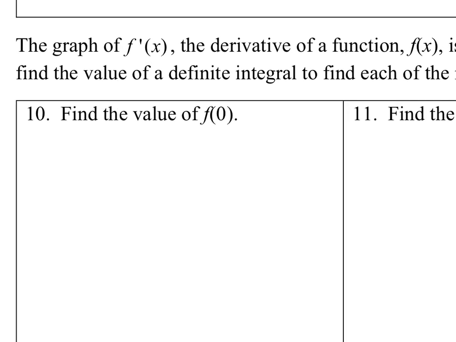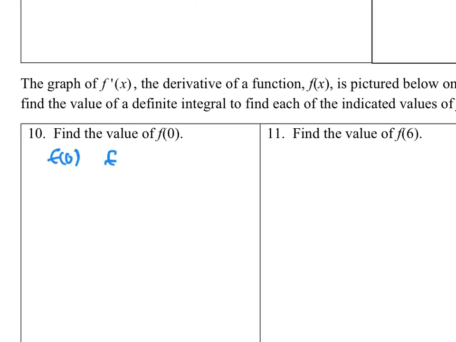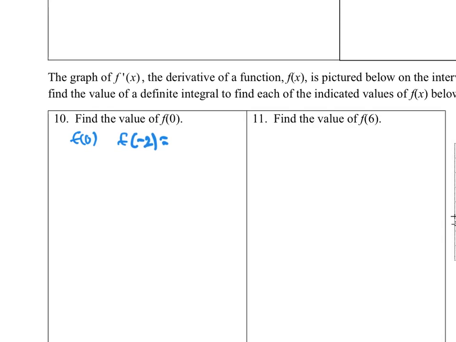So, this is what I'm going to do. He wants me to find f of 0. I already have f of -2, which is 5, right? Is it, Gavino? It is a 5.